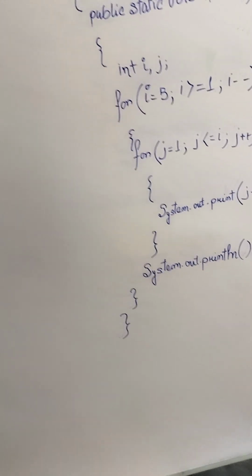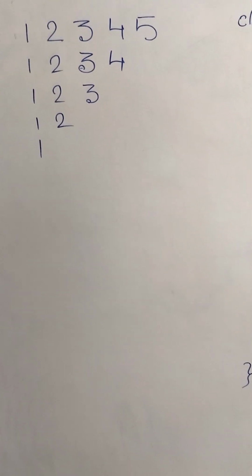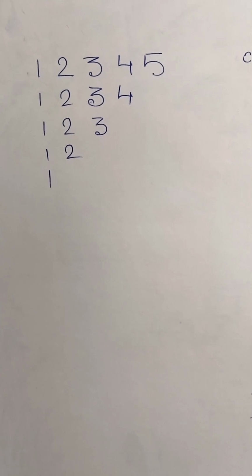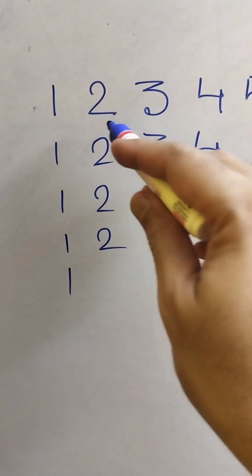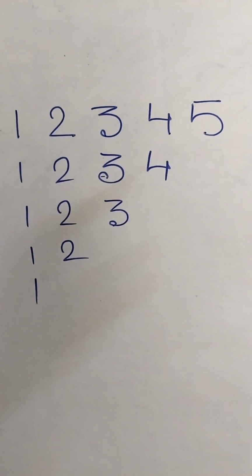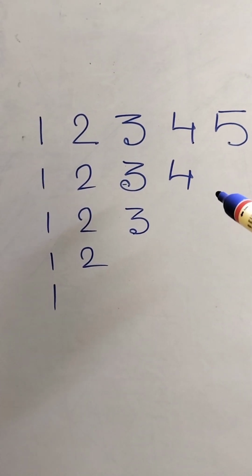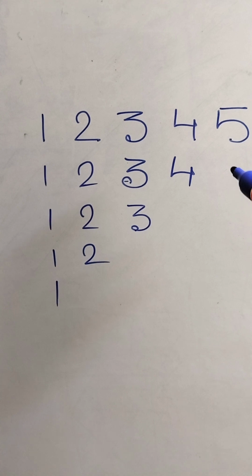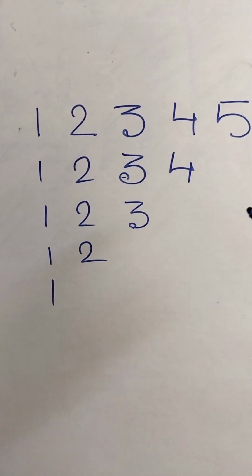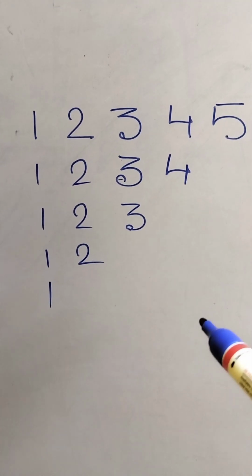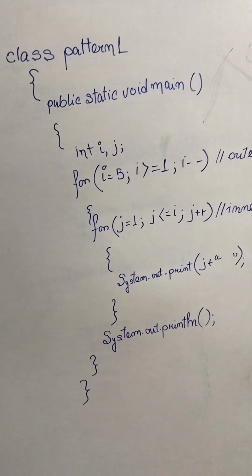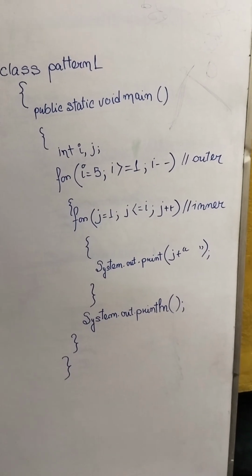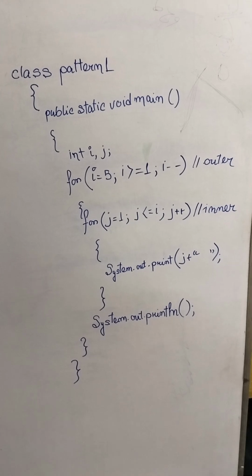Okay. This is the pattern program of this 1, 2, 3, 4, 5. See here, it is decremented from the first row 1, 2, 3, 4, 5. Then it is decremented to 1, 2, 3, 4, then 1, 2, 3, 1, 2, and at last it has come to 1. Okay. And the coding is this one.